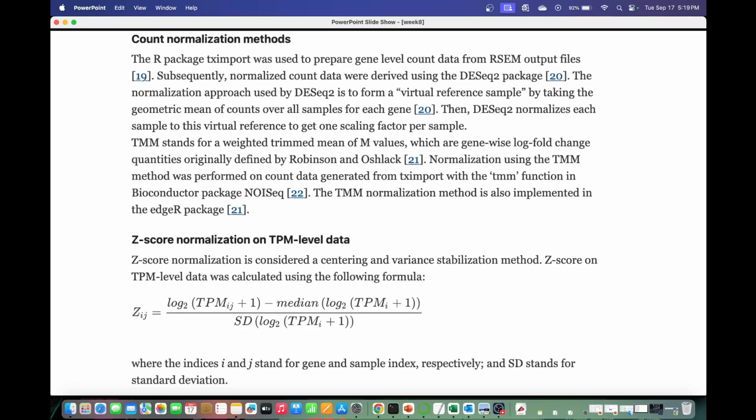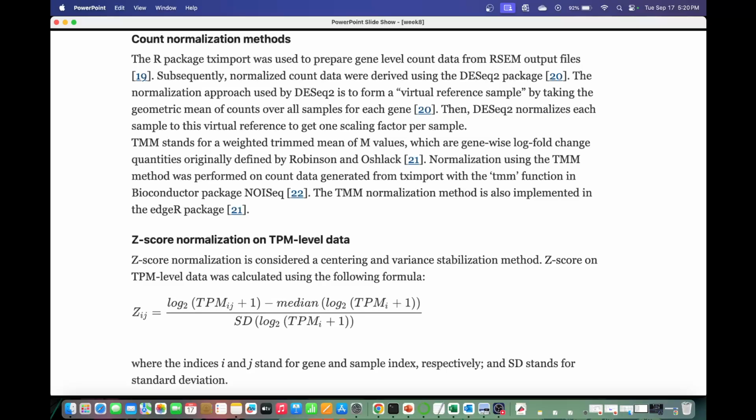Okay, so this went for TPM. We talked about RPKM and FPKM. There are other methods by which you can normalize as well, statistical methods. One such type is the count normalization method, which is done using certain packages in R. So the R package tximport is used to prepare gene level count data from the RSEM output file. If you remember, RSEM was the alignment tool that we used.